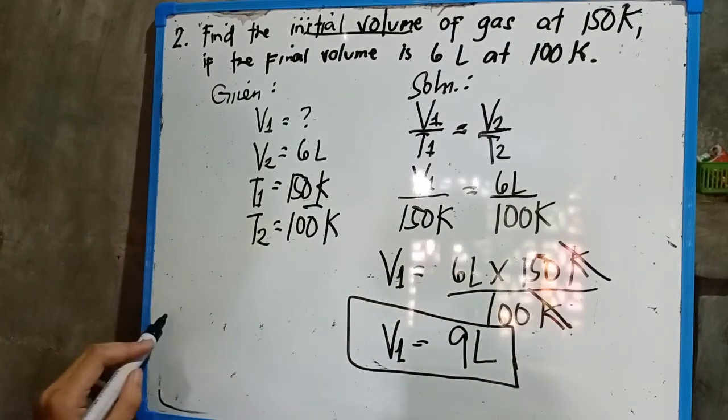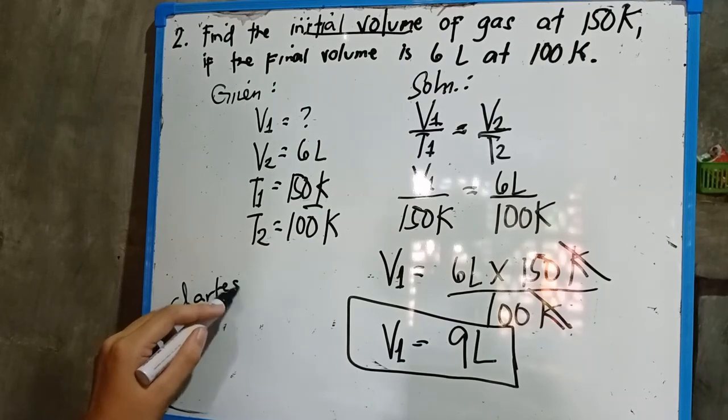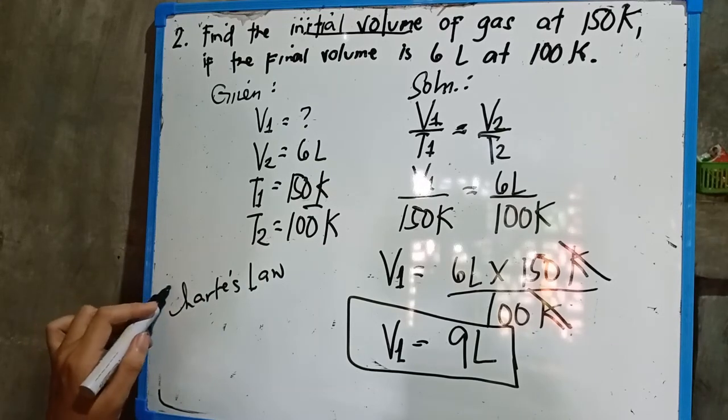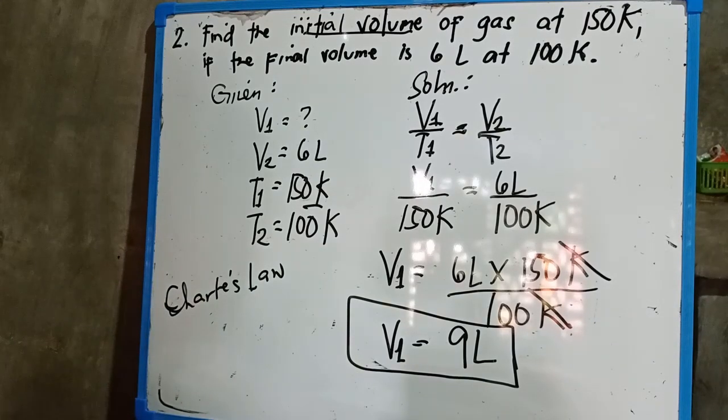And this example is also Charles' law. Like our first example, this one is an example of Charles' law because we use temperature rather than pressure. There are some given values that sometimes you cannot use. So, you need to check if what is being asked is Charles' law, Gay-Lussac's law, the combined law, the ideal gas law, or the other one, Boyle's law.